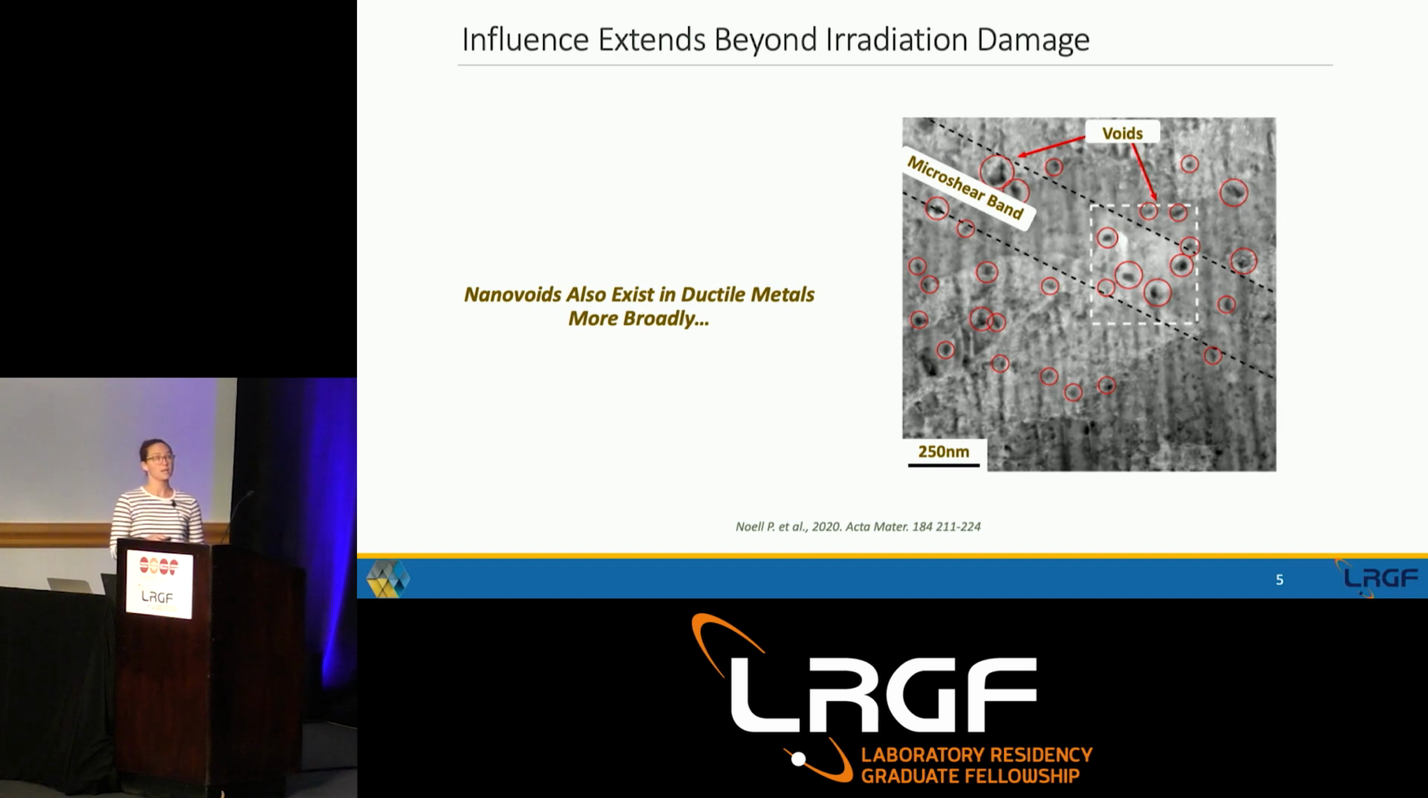But I also want to point out that the consequences of nanovoids extend far beyond irradiated materials. Here's an example of a copper wire in the necking region, so that shear instability right before failure, where you can see there's been a lot of deformation. Here's a micro shear band where a lot of plastic deformation is happening. You can see within and around this shear band, there's a huge population of nanovoids in this copper, unirradiated, just as a consequence of ductile deformation. So I just want to point out that this has relevance far beyond irradiated steels.